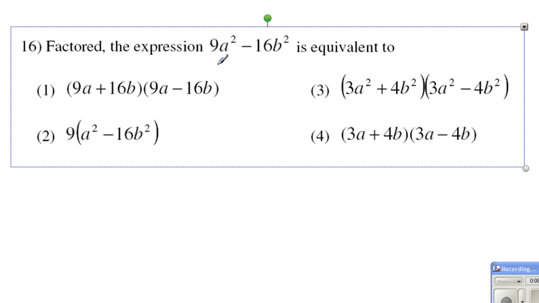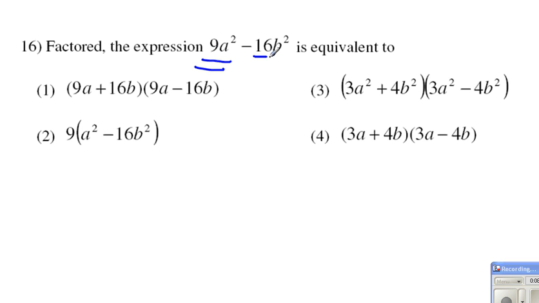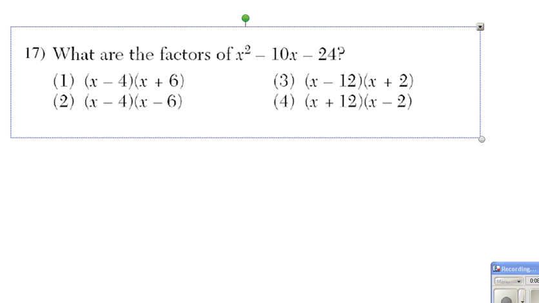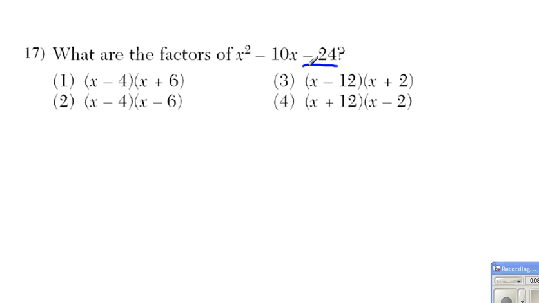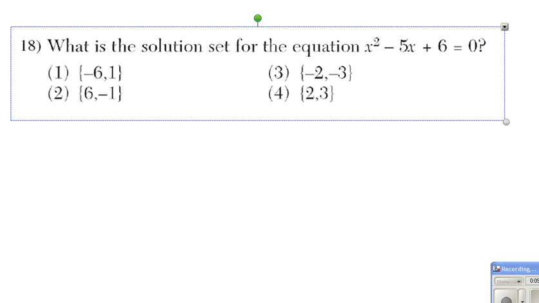Now, when you factor this one, since the first one is a perfect square, so is the second one, this in fact will be equal to this one. 3a squared becomes 9a squared, and 4b comes from 16b squared. Now, if you have to factor this one, two numbers that multiply to negative 64 but add up to negative 10 are negative 4 and negative 6, which is choice number 2.